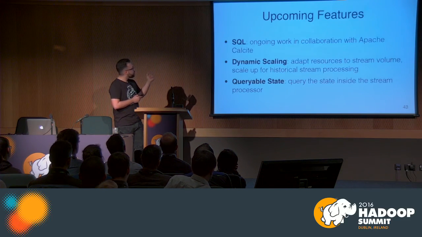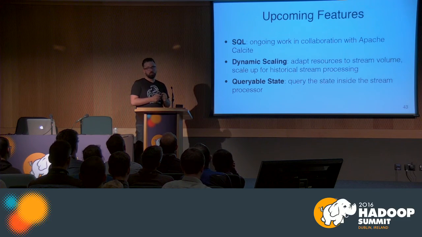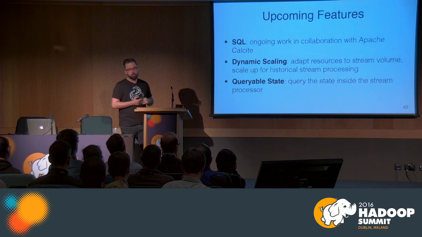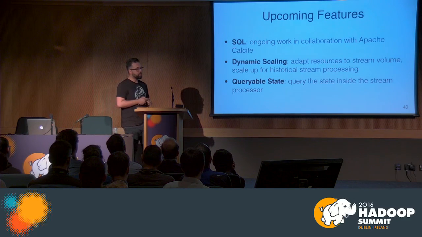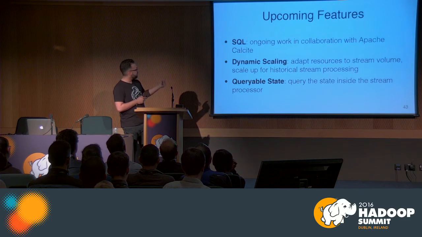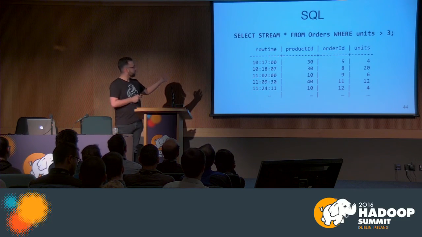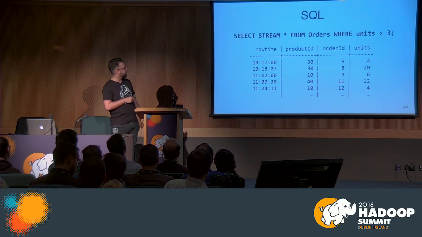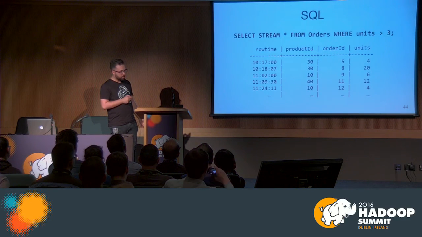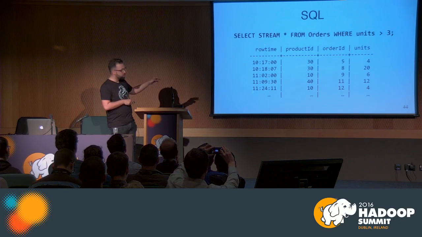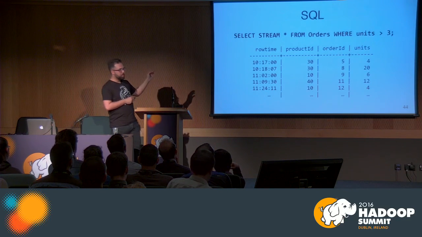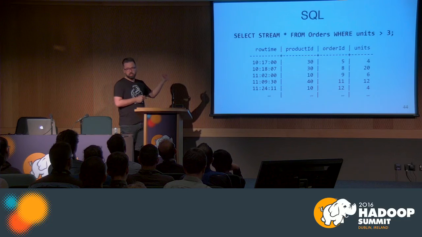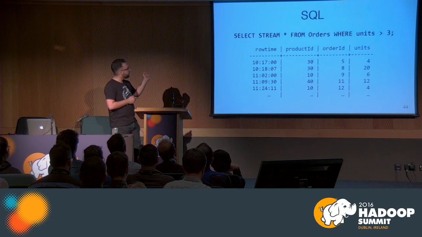Looking at upcoming features, the community is working on SQL support for both the batch and stream side, and also dynamic scaling and queryable state. For example, SQL could look like this, where you say, give me, select from this stream, all orders where the units are larger than 3, and you would get a continuously updated result table, essentially. This is work done in collaboration with the Apache Calcite community.